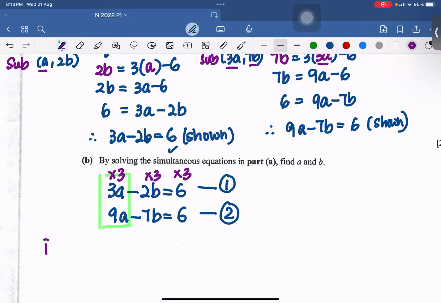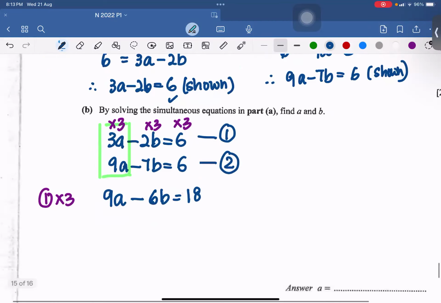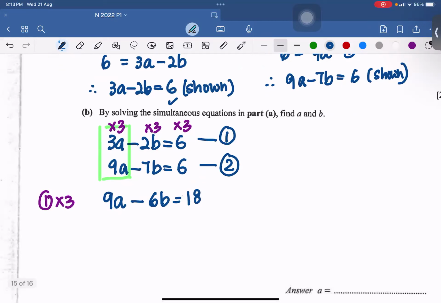So equation 1 multiplied by 3, 3 times 3a gives you 9a. 3 times 2b, 6b. 3 times 6, 18. Is it correct? 3 times 6, 18. Yeah, correct. All right, so I have this equation. This is still coming from equation 1. Then I write down my second equation, 9a minus 7b equals to 6.